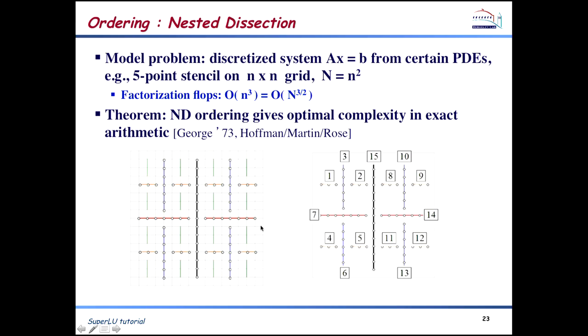And the global strategy works much better for the large-scale problems from what we see. For example, for the model problem, this 5-point stencil, you have a 2-dimensional mesh like this.